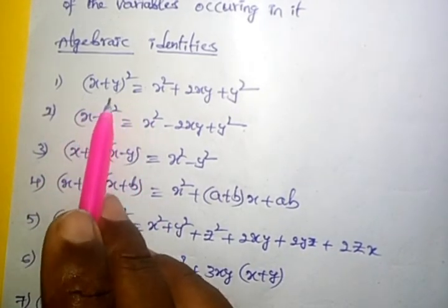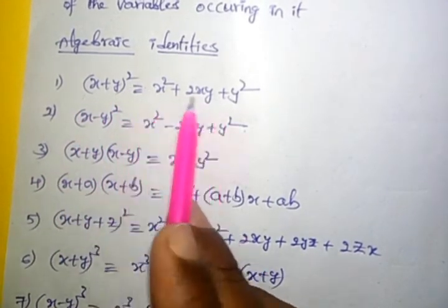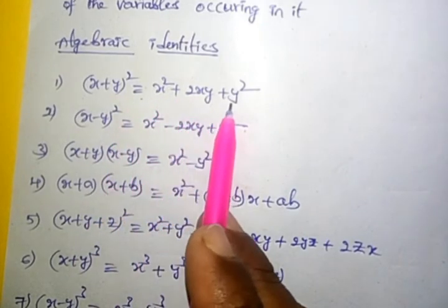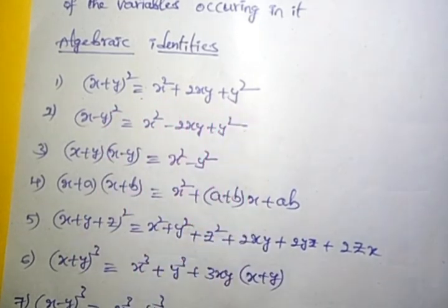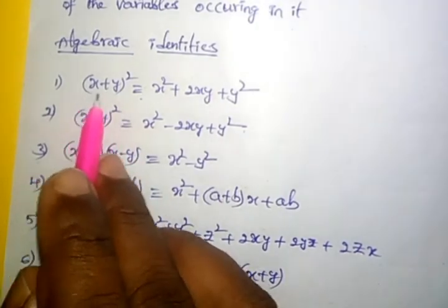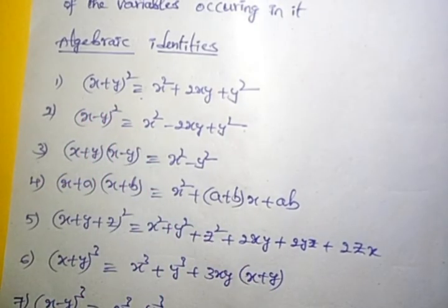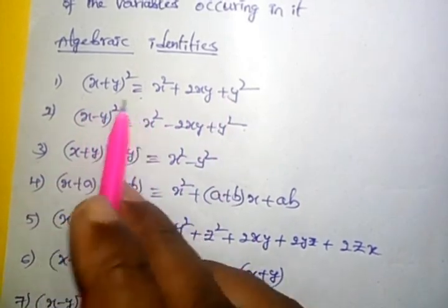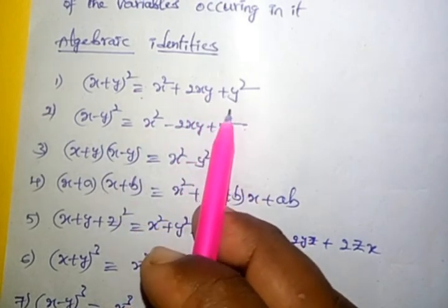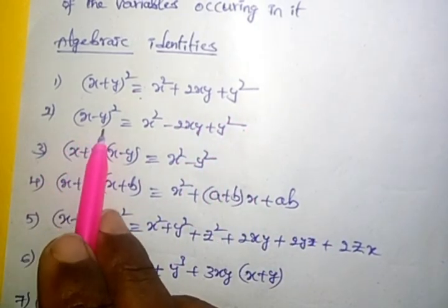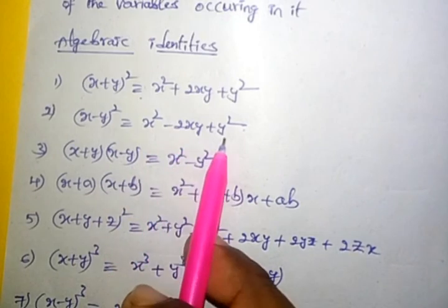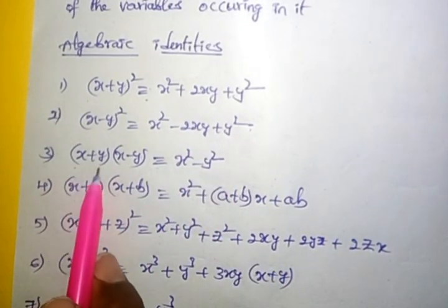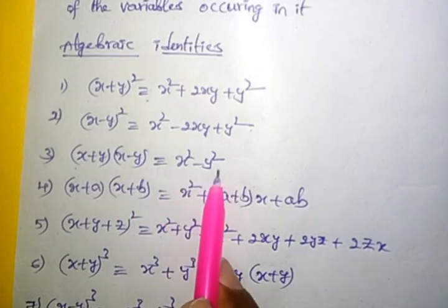So first one, x plus y whole square is identically equal to x square plus 2xy plus y square. Yes, this is the formula of a plus b whole square. Here, in the form of a plus b whole square, we use x plus y whole square. So x plus y whole square equal to x square plus 2xy plus y square. Second one is x minus y whole square equal to x square minus 2xy plus y square. Third one, x plus y into x minus y equal to x square minus y square.